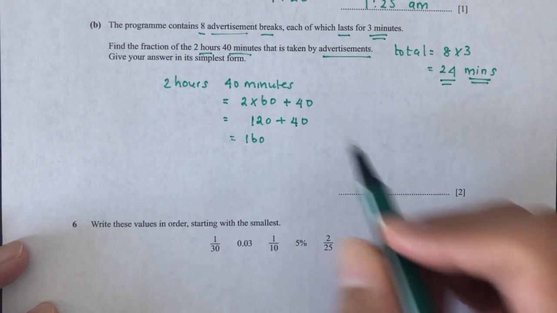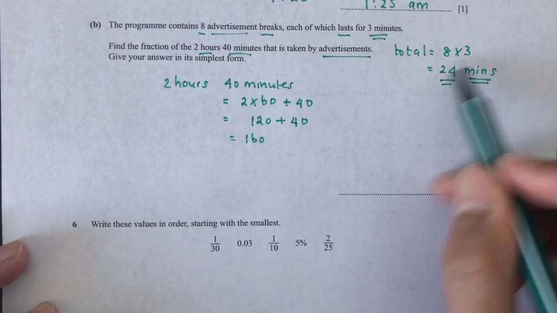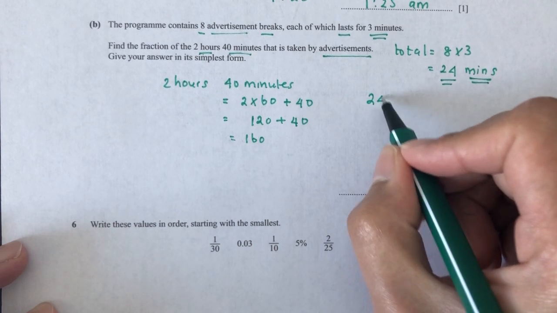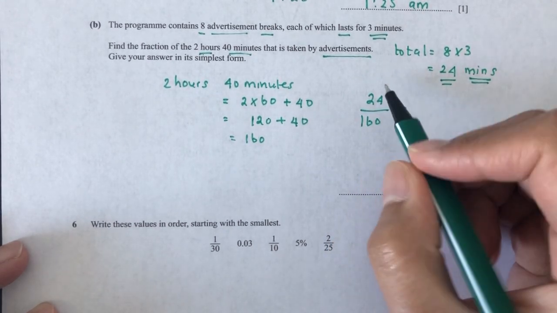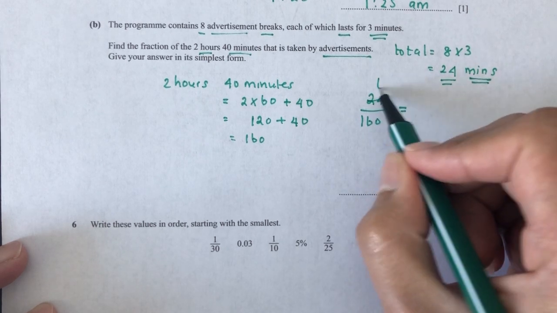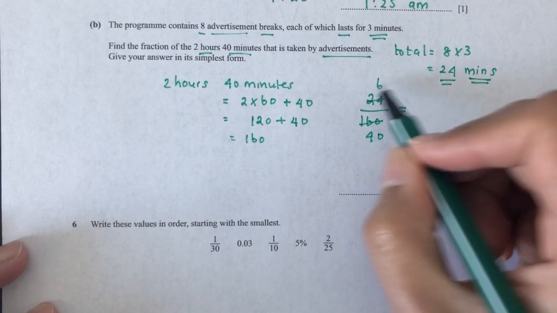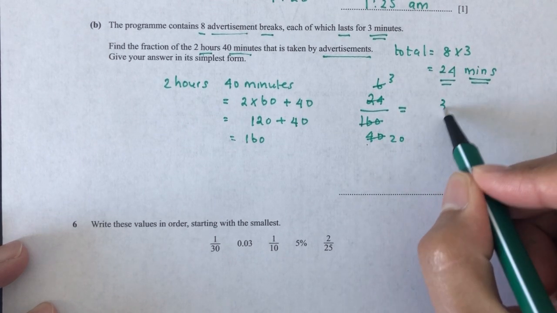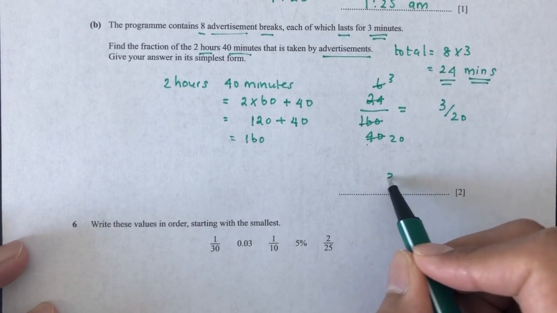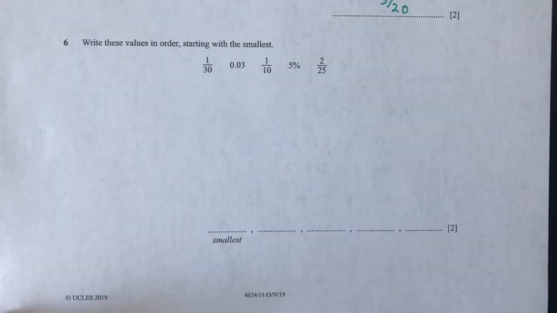So now we have to find the fraction of the ads. It will be 24 minutes over 160. So now let's simplify. We can divide by 4. We will have 6 over 40. Divide by 2, we will have 3 over 20. So your answer will be 3 over 20. So 3 over 20 will be your answer for part B.